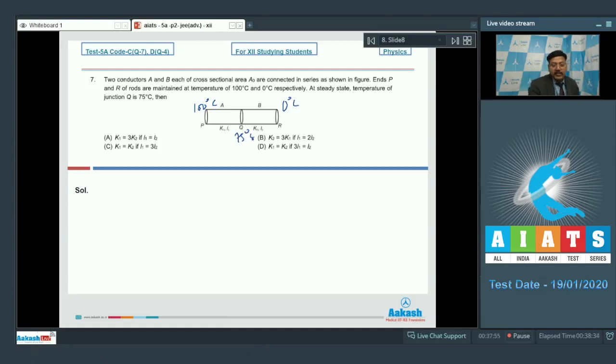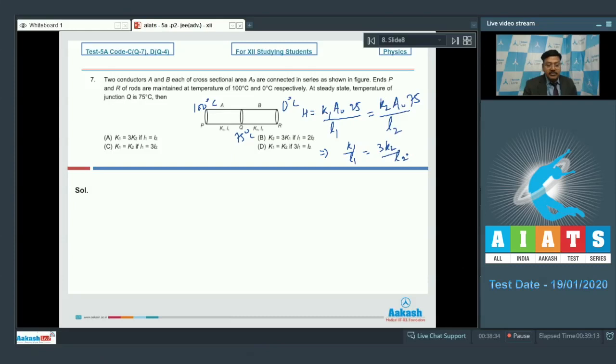So if the rate of heat flow is H, then we can say that H is equal to K1 A0, the area of cross section, and the difference in temperature is 100 minus 75, that means 25 degrees C, divided by L1, is equal to K2 A0. The temperature difference at the two ends on the right rod will be 75 degrees C, divided by L2. So this simplifies to K1 by L1 is 3 times K2 by L2.